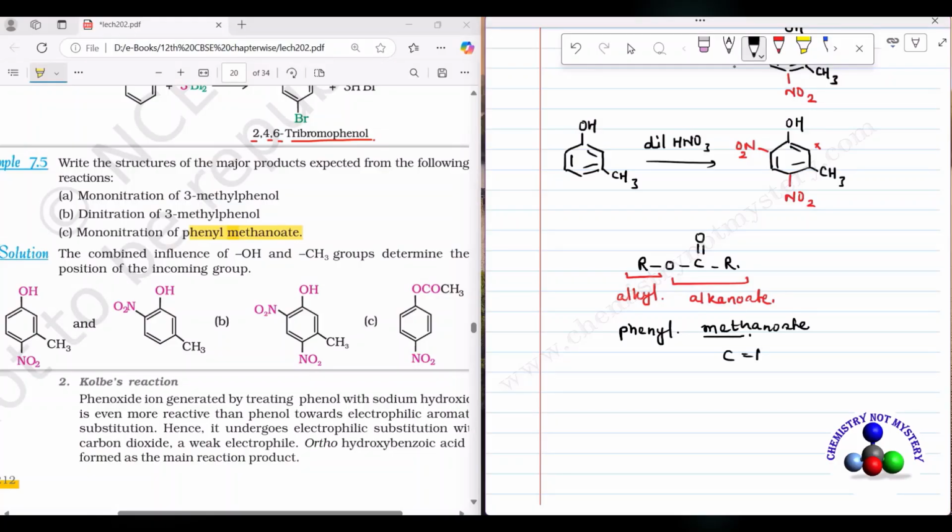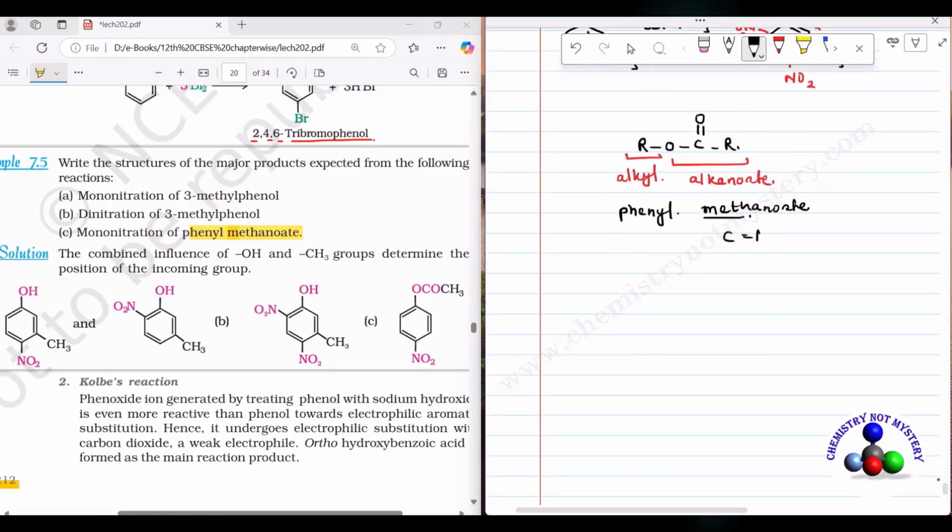Now let's draw the structure of phenyl methanoate. Phenyl means benzene having one free valency. It's called phenyl. So this is the benzene ring and here it is the free valency. So now it becomes phenyl. Phenyl is bonded to O and O is bonded to C double bond O. As it contains just one carbon, the R group will be H. So now this is the structure of phenyl methanoate. This is phenyl methanoate.